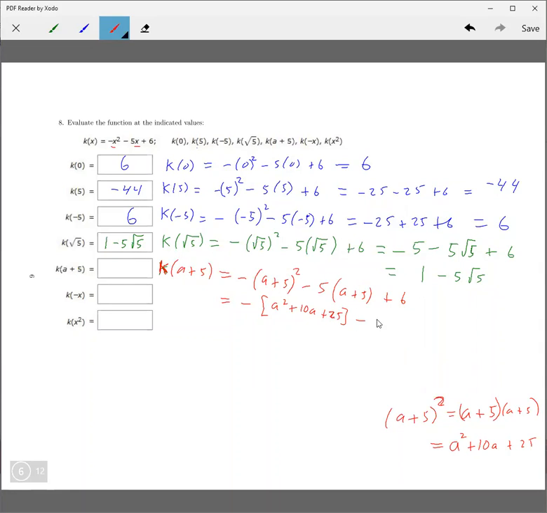Okay, this one, negative 5 distributes, so negative 5a minus 25, since negative 5 times 5 is 25, plus 6. Distributing the negative, you get negative a squared minus 10a minus 25, minus 5a minus 25 plus 6. And let's see, a squared. These two combine to give you negative 15a. Those three combine to give you minus 44.